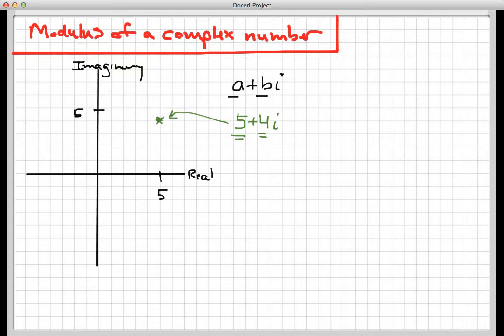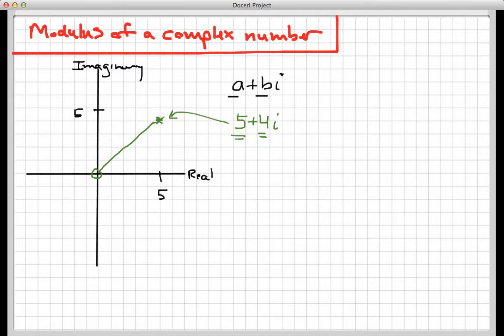Now, the modulus of the complex number comes from this question here. How far away from the origin is that point that I just drew? So how far away is it? Well, if I connected that point back to the origin with a line segment, I would just want to calculate the length of that line segment. So how long is that?